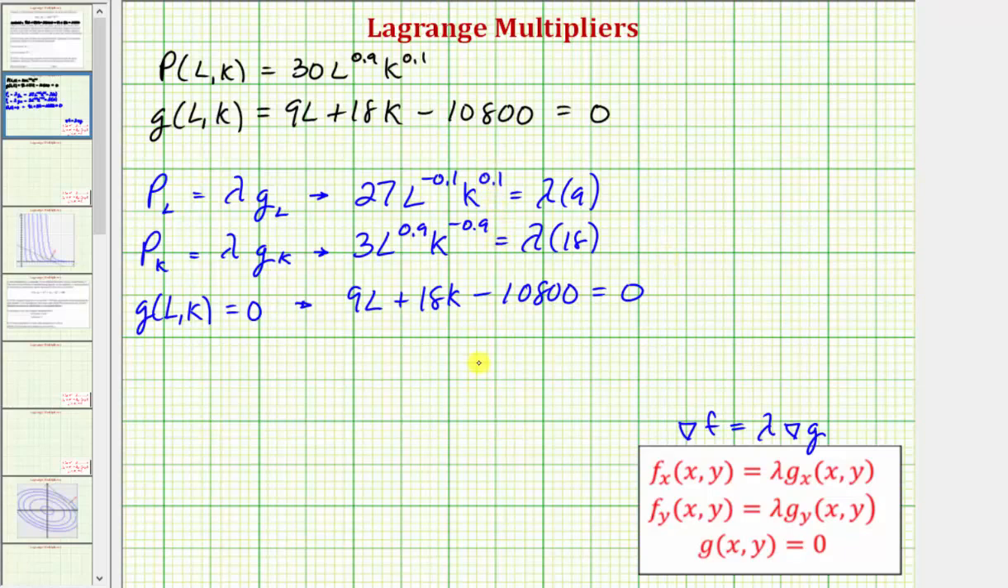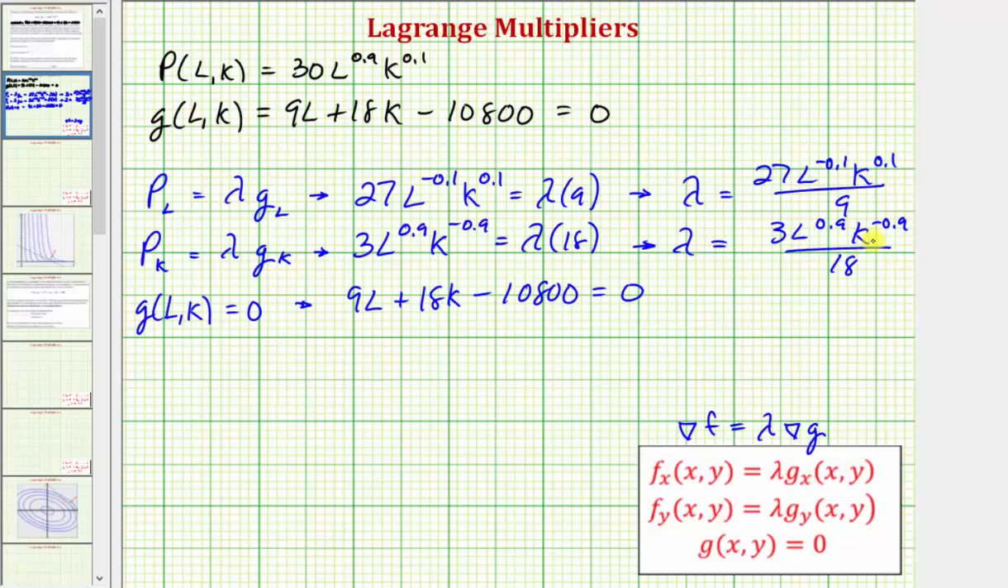So now we need to solve this as a system of equations. Let's solve these first two equations for lambda. For the first equation, we would divide both sides by 9. So we'd have lambda equals 27 L to the negative 0.1 K to the 0.1 divided by 9. And here we'd have lambda equals 3 L to the 0.9 K to the negative 0.9 divided by 18. Now because both of these expressions are equal to lambda, we can set them equal to each other and solve to determine a relationship between L and K.